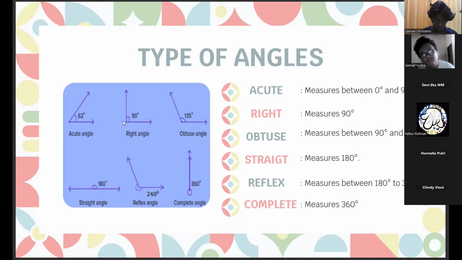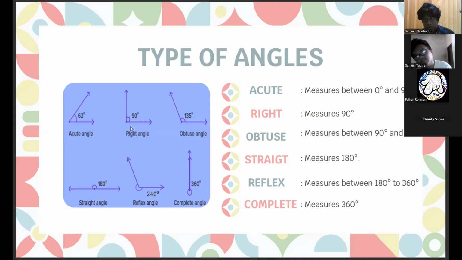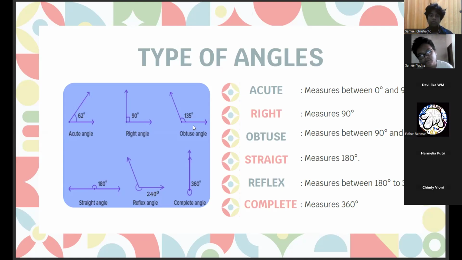The second angle is the right angle. It measures exactly 90 degrees. This is the illustration of a right angle. The next angle is the obtuse angle. An obtuse angle measures between 90 degrees and 180 degrees. This is the obtuse angle. The example is 135 degrees.